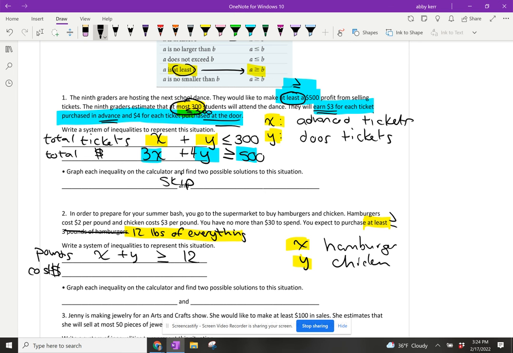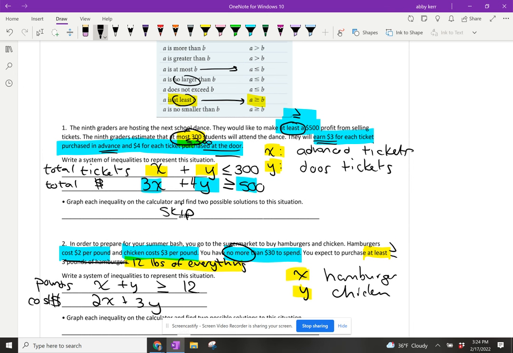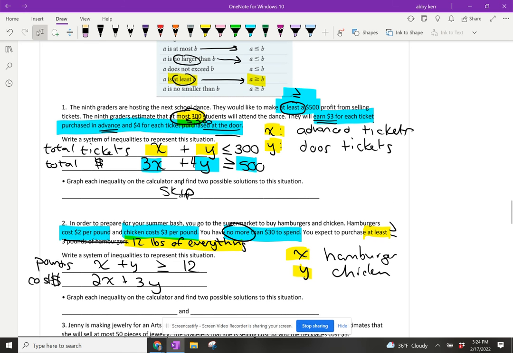Now let's group up the cost. The cost, we said hamburger is going to be $2 per pound. Chicken's going to be $3, and we don't want to spend no more than $30. Let's look at what no more means. No more means no larger. So $30 is going to be our limit. So then we're going to do less than or equal to $30.